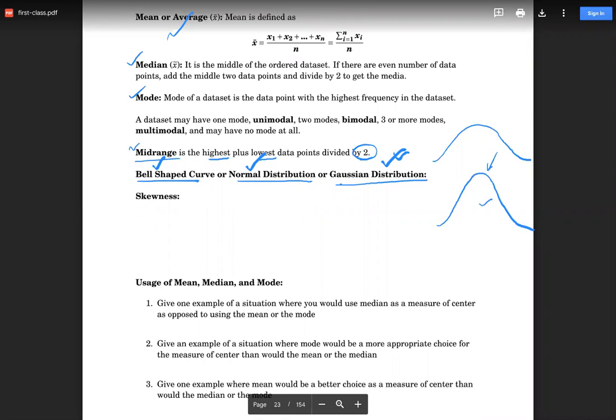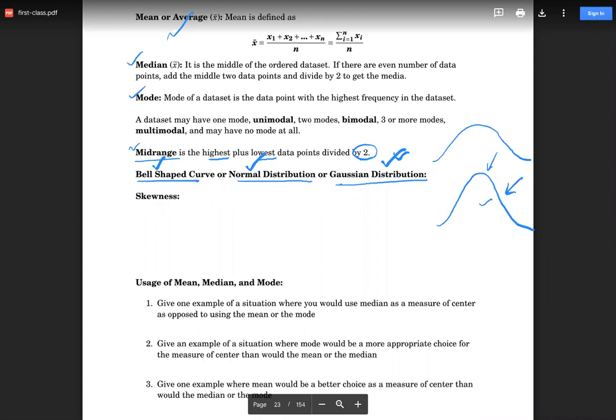This is something we are going to be using a lot throughout the semester. As a matter of fact, most of the statistics that we study in this class boils down to properties of the bell-shaped curve.